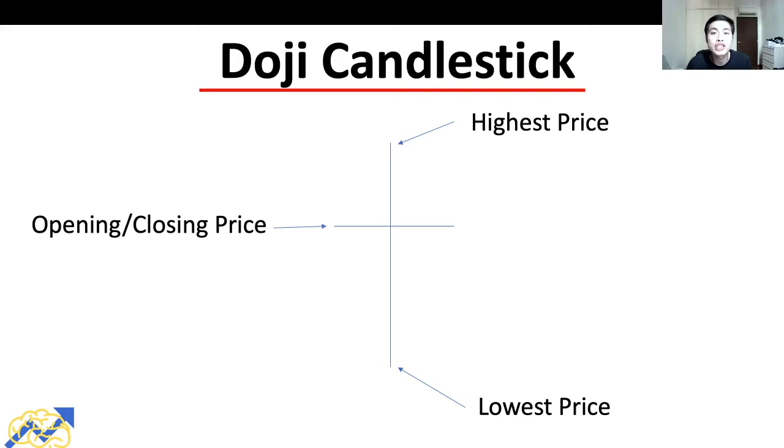Unlike the bullish and bearish candlesticks, for a doji candlestick, there's no clear winner. Buyers match the sellers and the sellers match the buyers. And that is why the opening price is at the same level as the closing price or close to the same price.